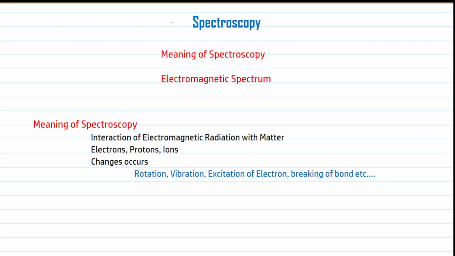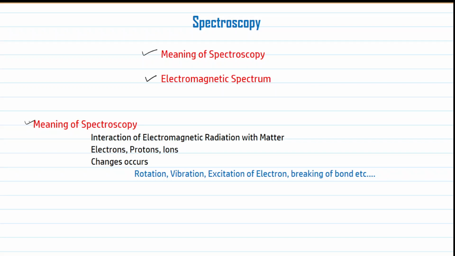Hello friends, let's begin with the spectroscopy topic. In this video, we will discuss the meaning of spectroscopy and the electromagnetic spectrum. When we are going to study the different spectroscopic techniques which are used for the identification of the structure of organic compounds, then we have to know the basics of spectroscopy. So in this video, we will discuss the basics of spectroscopy. We'll start with the meaning of spectroscopy.